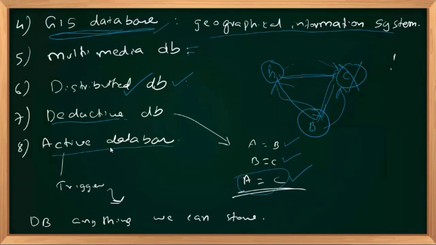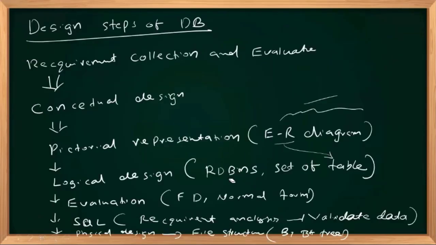Then fourth one is GIS, Geographical Information System Database. Fifth one is multimedia database. Sixth one is distributed database. Seventh one is deductive database. Eighth one is active database. These are the another classification. Okay. Classification will come again later.